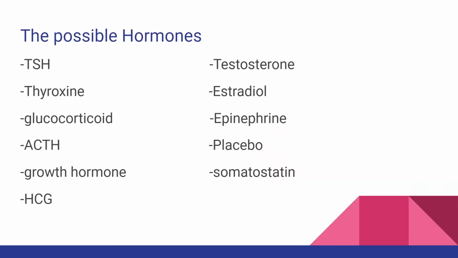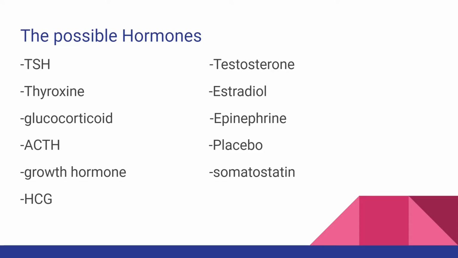To start, we were given a list of possible hormones that could have been injected into our experimental set of rats. This list includes TSH, which is known as the thyroid-stimulating hormone, and it stimulates the thyroid to produce other hormones such as T3 and T4, thyroxine, which is known as T4 and works to regulate the body's metabolism, glucocorticoids, which work to reduce inflammation and repress the immune system, ACTH, also known as adrenocorticotropic hormone, and is produced by the pituitary gland and initiates the production of cortisol.